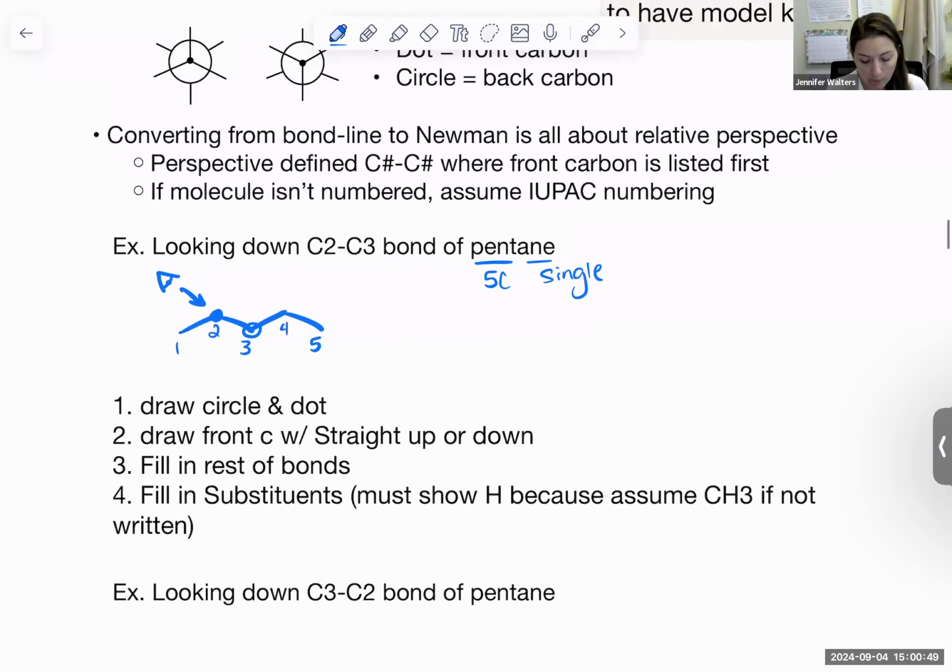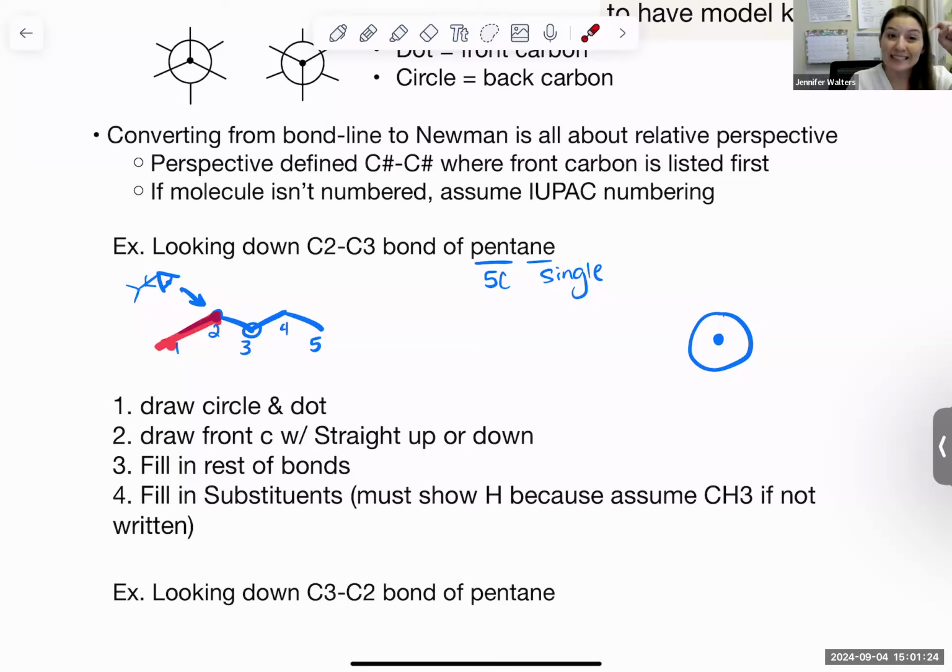So to actually draw my Newman projection, start by drawing a circle and a dot. Get the basics of our Newman projections. So we get the dot, we get our circle. Then we need to look at that front carbon and see if that in-plane line is going straight up or straight down. So if this is my little body, and I am in line with that C2-C3 bond, I see that the bond off of carbon 2, that in-plane line, is going down, closer to my feet. So that means I need to have a line going straight down off that dot.